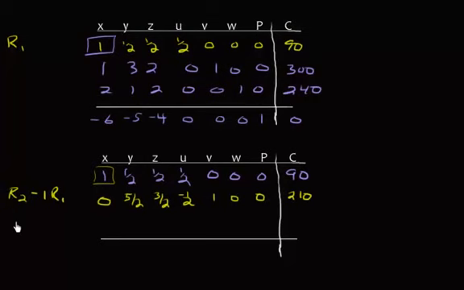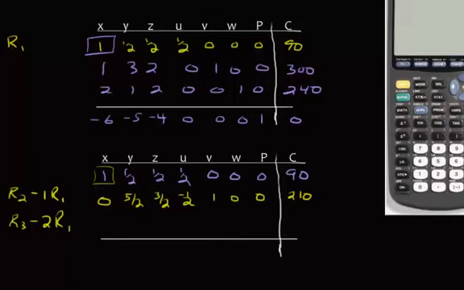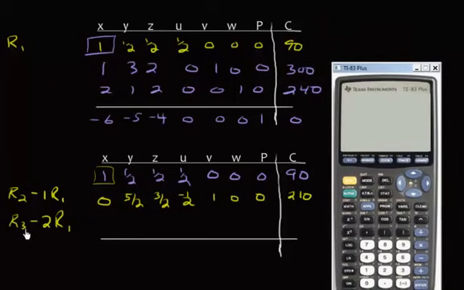Okay, row 2 is done. Let's take a look at row 3. We have a 2 here. I need that to become a 0. So what I'm going to take is row 3, the row I want to change, subtract off 2 times row 1. All right, if we take out that calculator again, let's enter in row 3.